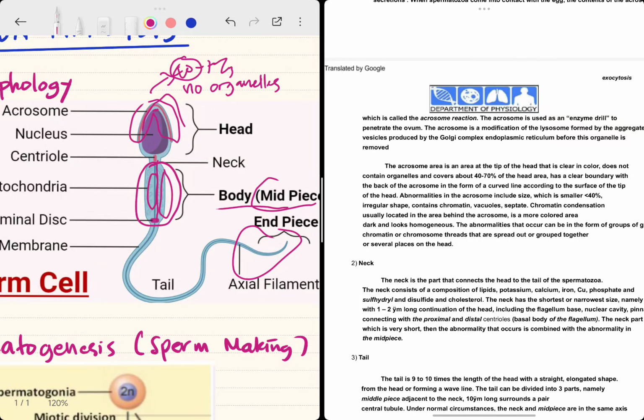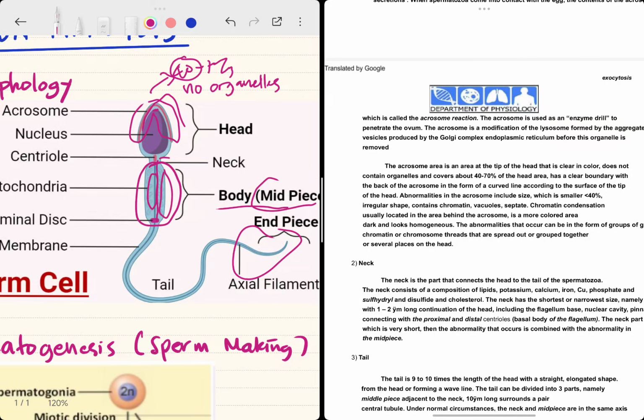Why the neck is very important is because the proximal centriole is the one that initiates the first mitotic division of the zygote after fertilization. So if we have a defective neck, it can cause a fertilized egg to fail to develop.